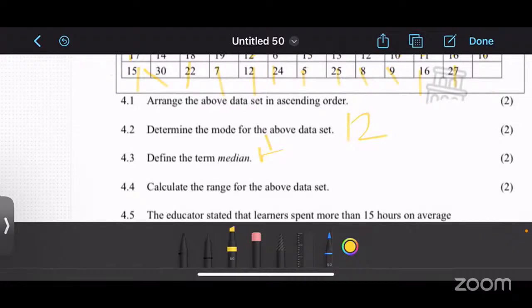Ma'am, you mean add 26 in the set of the data? Yes. Oh, okay.